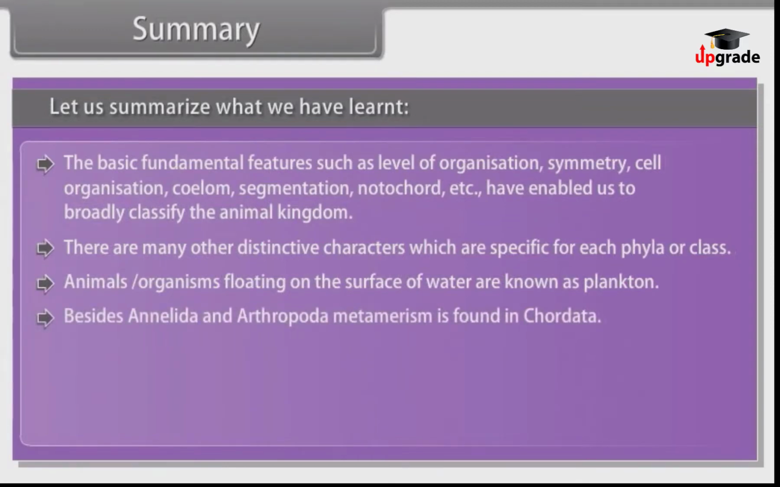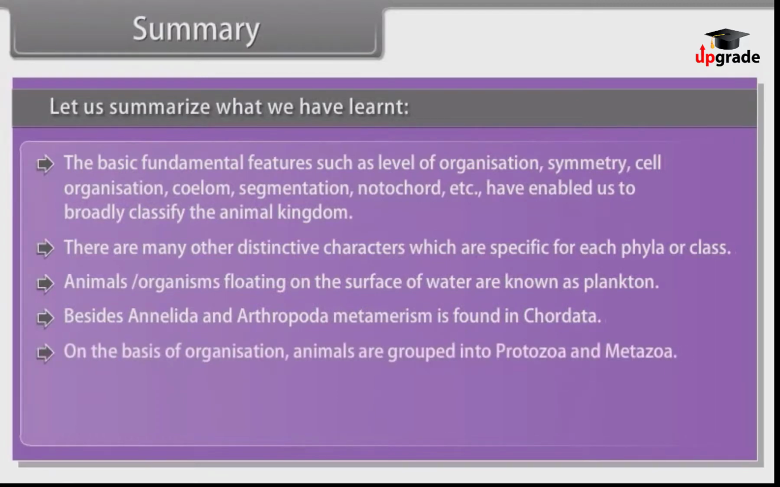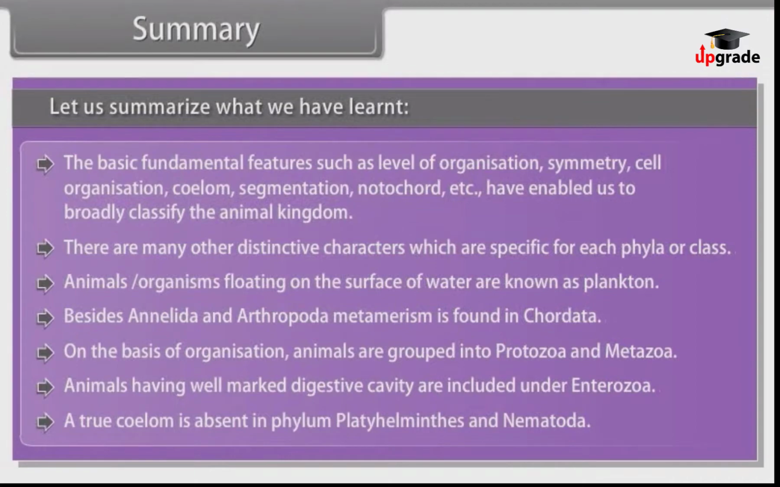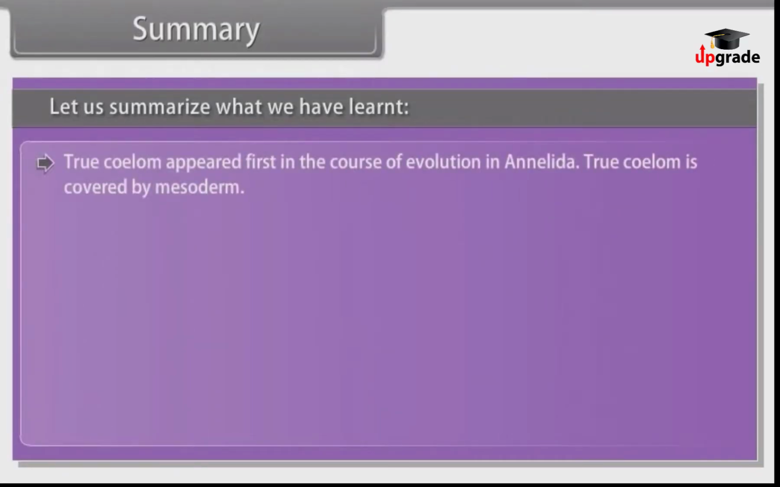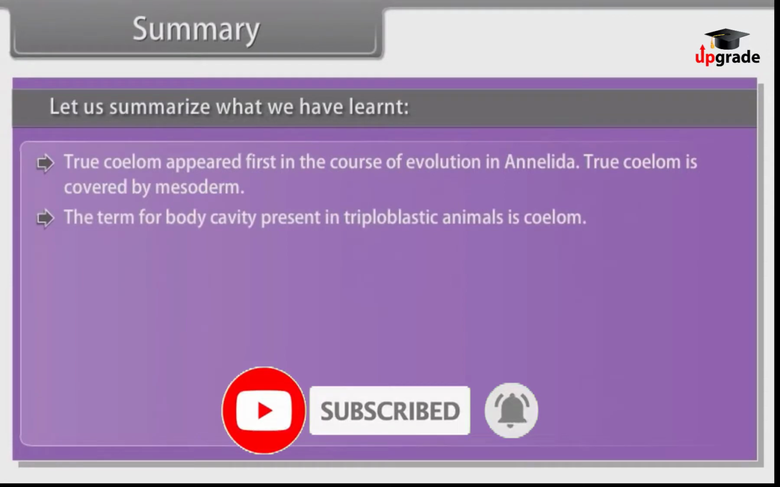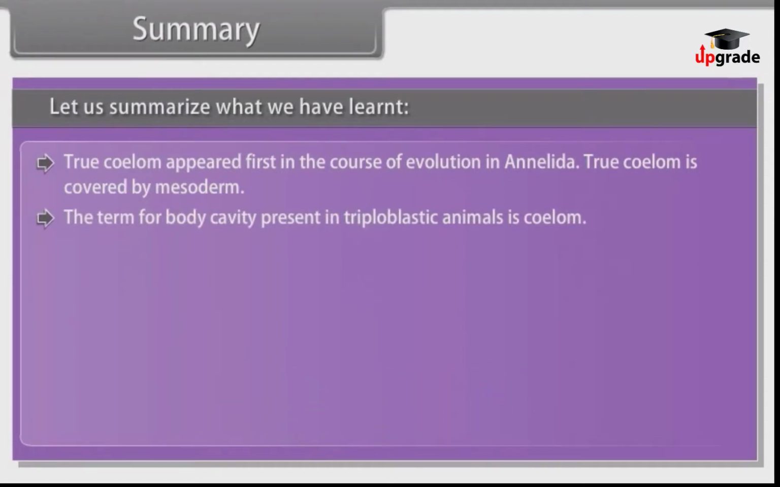Besides Annelida and Arthropoda, metamerism is found in Chordata. On the basis of organization, animals are grouped into protozoa and metazoa. Animals having well-marked digestive cavity are included under enterozoa. A true coelom is absent in phylum Platyhelminthes and Nematoda. True coelom appeared first in the course of evolution in Annelida. True coelom is covered by mesoderm. The term for body cavity present in triploblastic animals is coelom.